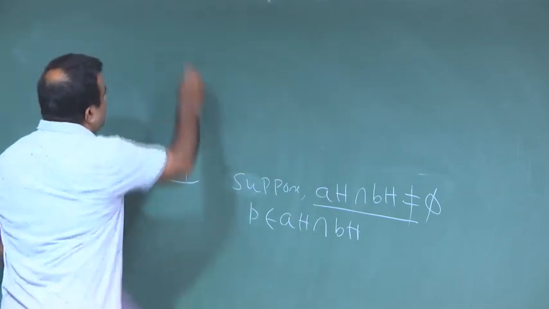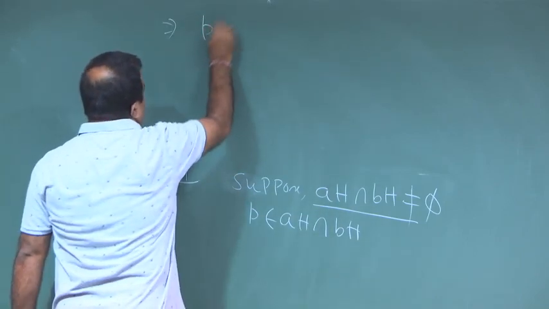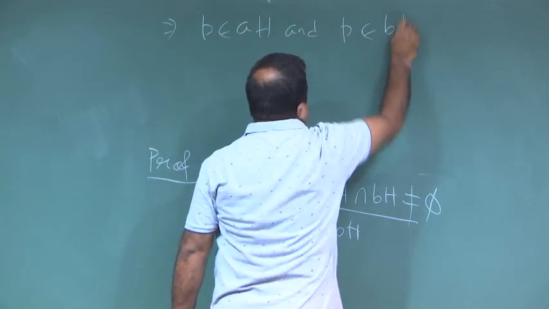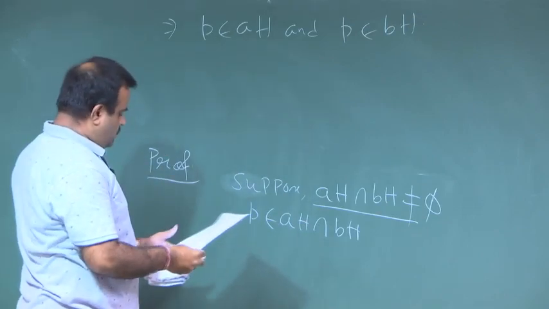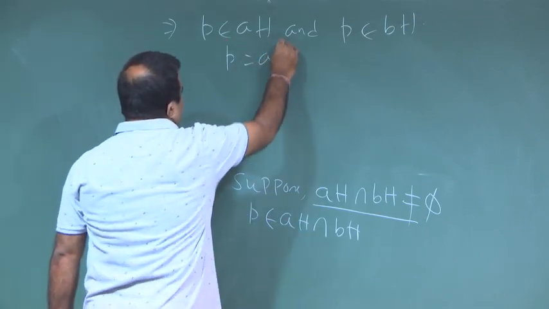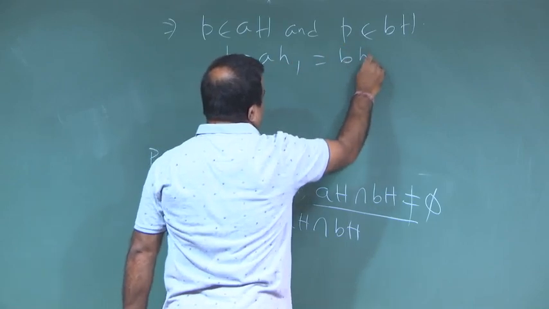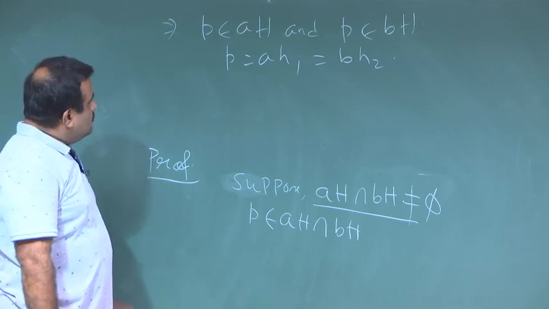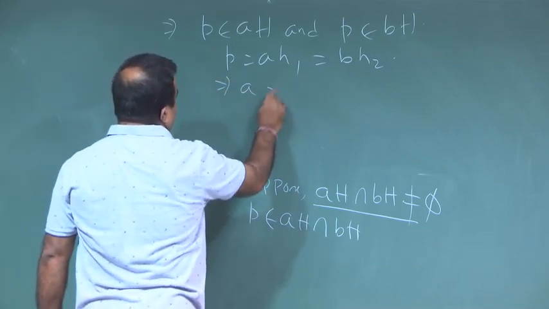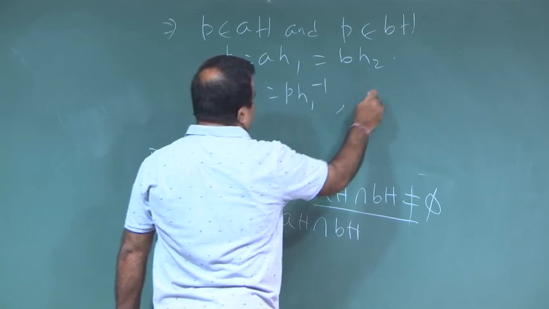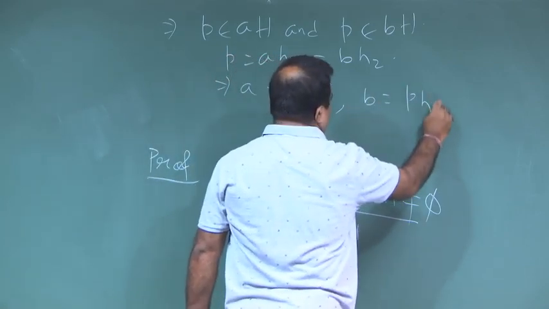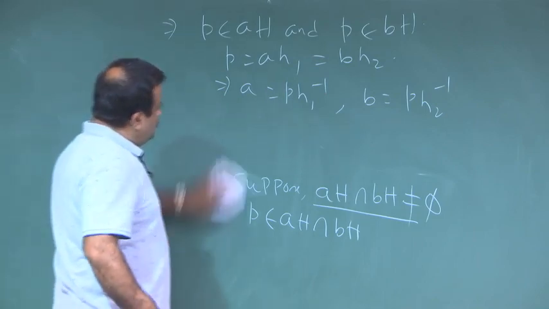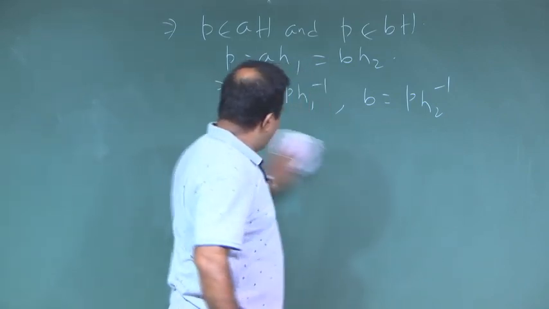Okay. So, this implies P belongs to AH and also P belongs to BH. So, P belongs to AH means P will be written as some AH1, which is the same as BH2, some other H2. Okay. So, this implies A will be written as PH1 inverse and B will be written as PH2 inverse. Now, we need to show that these two sets are same.